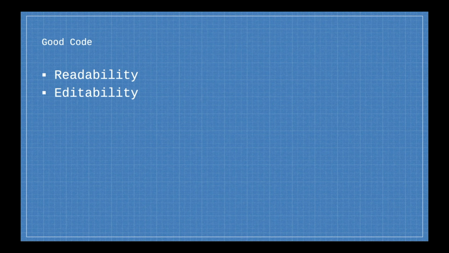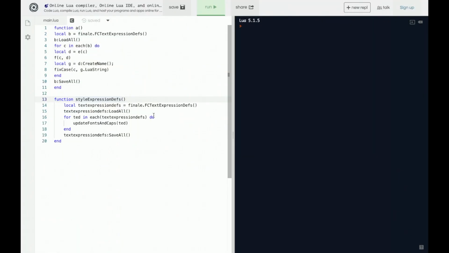Now these two do go hand in hand, like the more editable code is typically more readable, and the more readable code typically is easier to find out where to edit. But we're going to look at some coding examples that are both not readable and not editable. So here's a couple examples. Here are two functions, function A and function style expression defs. Both functions do the exact same thing in JW Lua, but as you can see, the top one is very hard to read, which makes it very hard to edit because you don't know what to change, while the bottom one is a lot easier to read and a lot easier to edit.